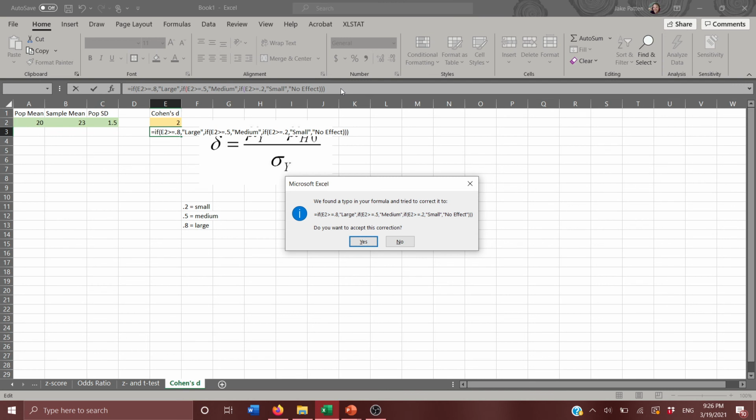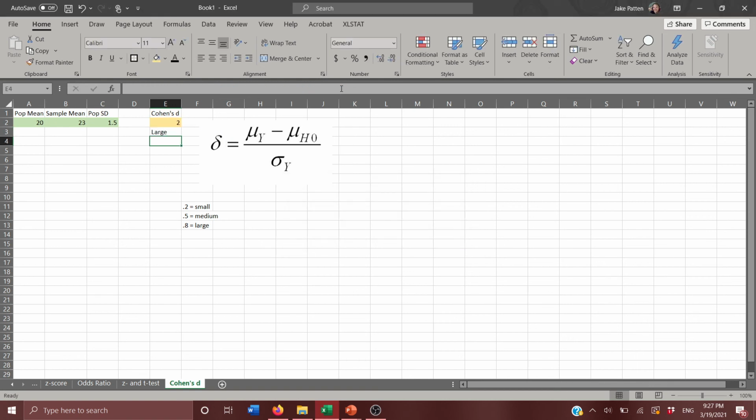Hey, it didn't. That's excellent. I honestly don't know what typo it corrected. Possibly a comma? I don't know what it corrected. But whatever. This is the formula. It seems like what I typed in. I think it put zeros. I think it just changed it to 0.8 instead of .8. So let's see if it worked.